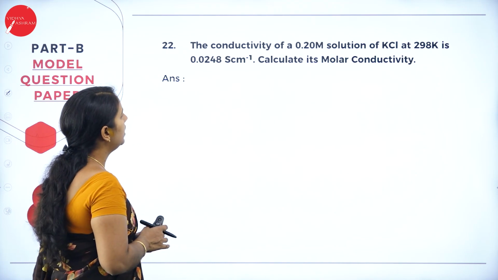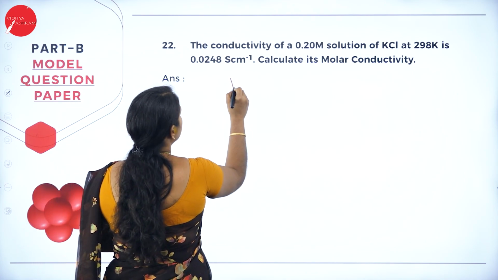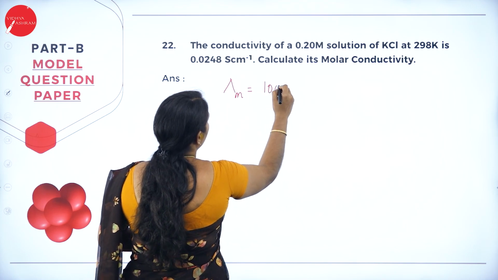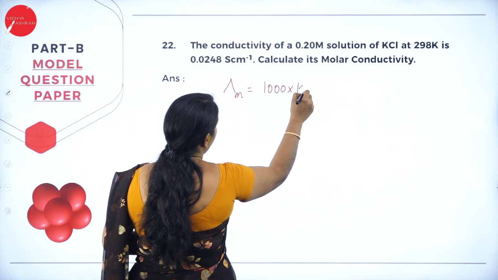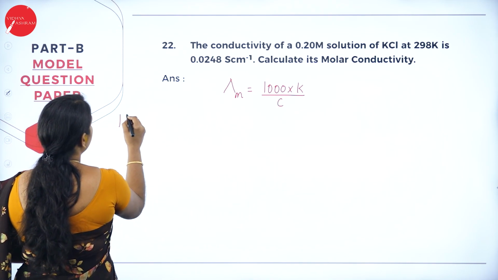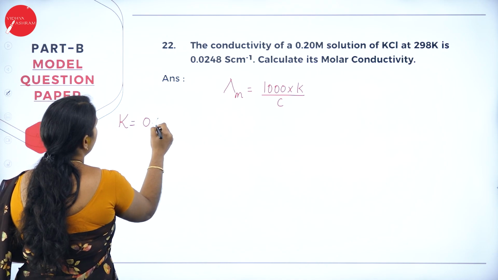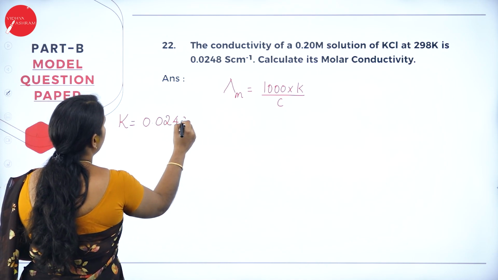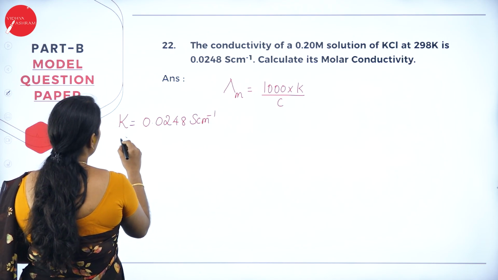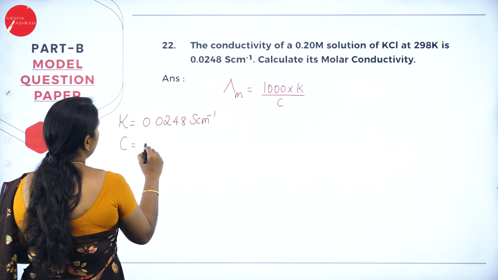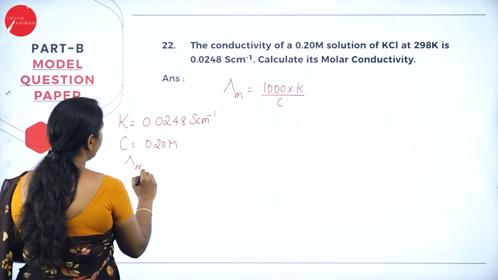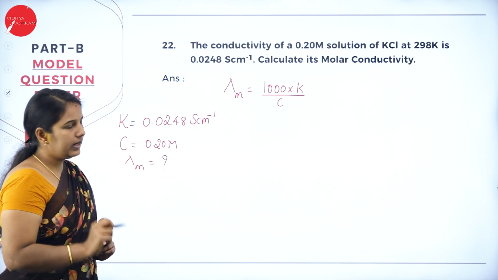Okay. So here we know that molar conductivity is given by a formula: molar conductivity is equal to 1000 into K divided by C. So what is K here? K is nothing but your conductivity, which is given as 0.0248 Siemens per centimeter. What is the concentration or molarity they have given? 0.20 M. So what do you need to calculate? You need to calculate the molar conductivity.